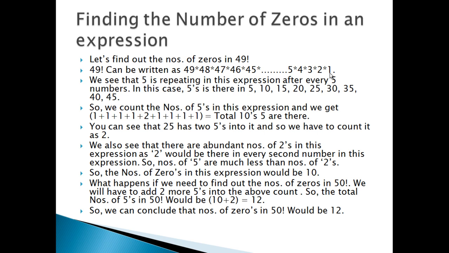We also see that there are an abundant number of 2s in this expression, as 2 would be there in every second number in this expression. So the number of 5s is much less than the number of 2s. So we can safely conclude the number of zeros in this expression would be dictated by the number of 5s in this expression, and so the number of zeros would be 10. What happens if we need to find out the number of zeros in factorial 50?